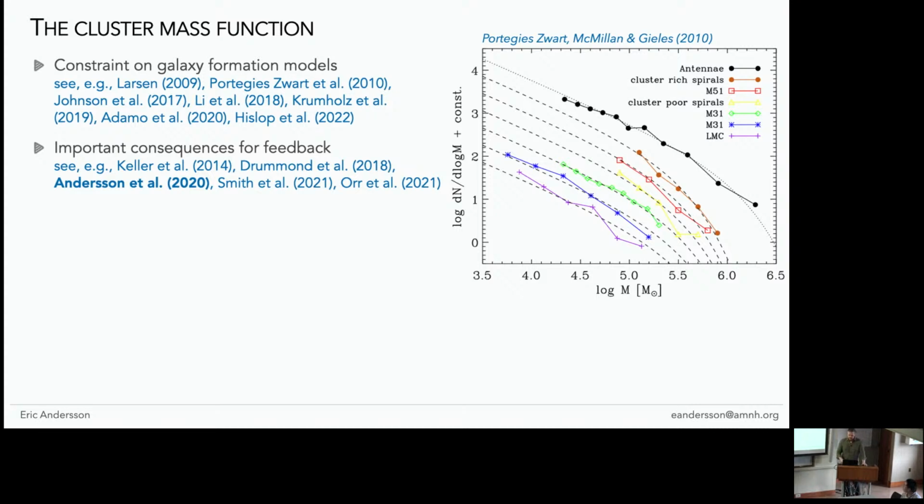There's also quite a lot of debate in the literature. In this example, they included these lines to guide the eye, these dotted and dashed lines, to highlight that there might be a truncation at the upper mass end. But this is something that is very much debated in the literature. And if I remove these lines, it's actually very hard to say whether there should be a truncation here or not.